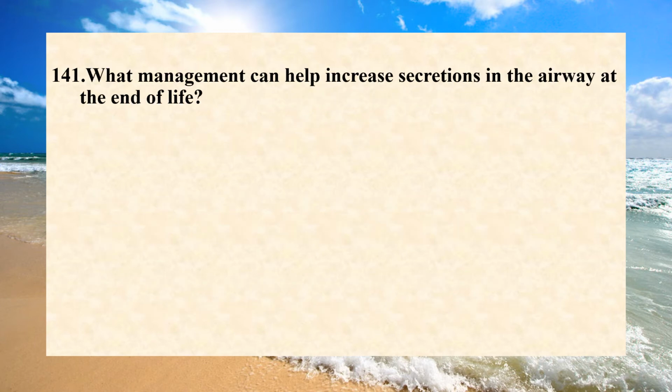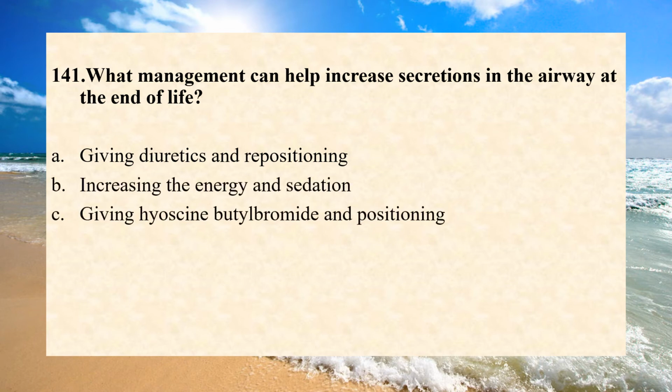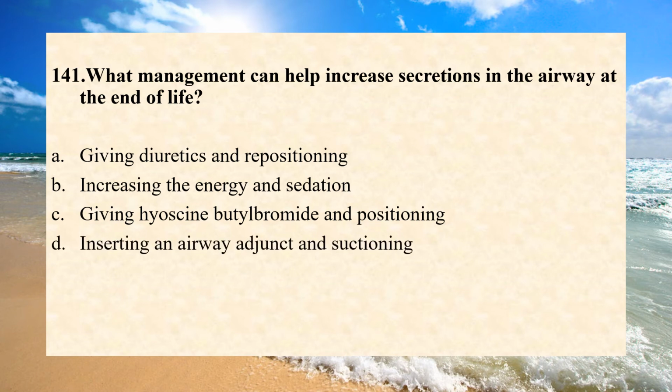What management can help reduce secretion in the airway at end of life? Option A, giving diuretic and depositioning. Option B, increasing the analgesia and sedation. Option C, giving hyoscine butyl bromide and positioning. Option D, inserting an airway adjunct and suctioning. Answer is C, giving hyoscine butyl bromide and positioning. So hyoscine butyl bromide is used to reduce the impact of excessive oropharyngeal and or pulmonary secretion in a dying patient.